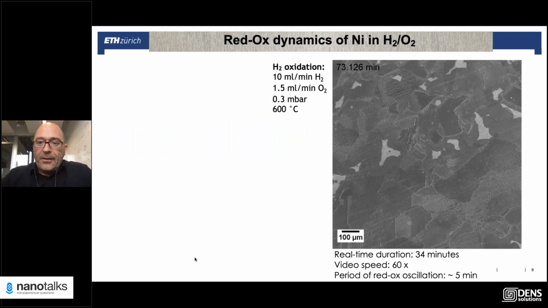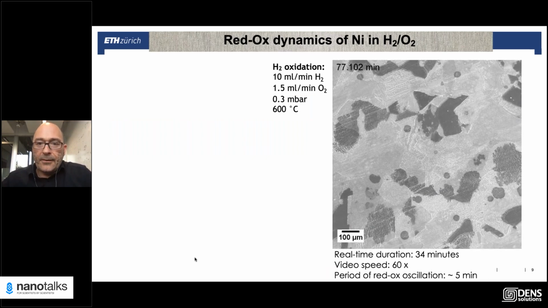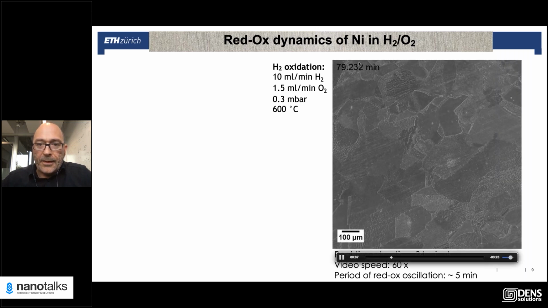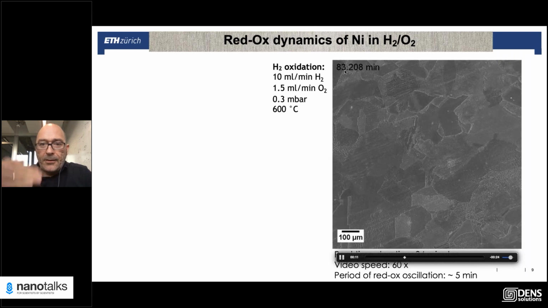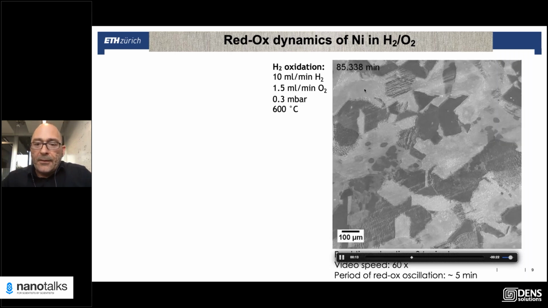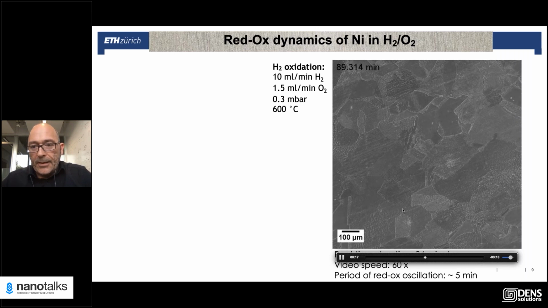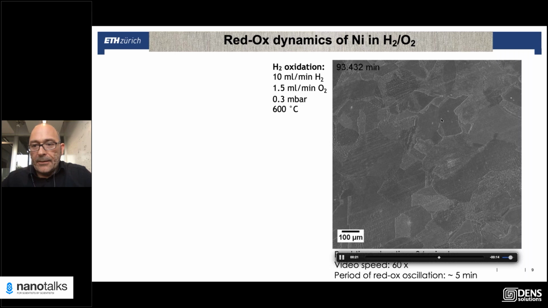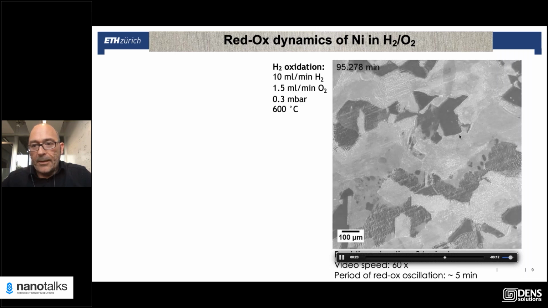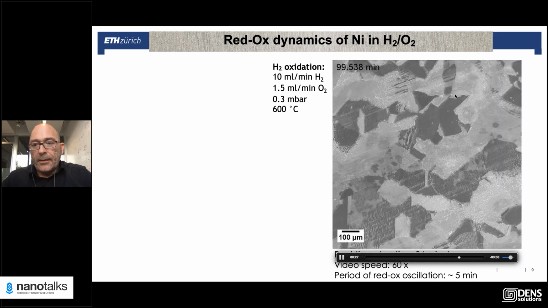What you see here is a movie that was recorded under in situ conditions in the SEM. On the top here, you see the time in minutes, so it's running quite fast. The minutes are running here nearly like seconds. And what you see at the same time is that something is happening. The contrast is getting dark, and after a while it's getting brighter. You see grains with different orientations. Some grains, we have analyzed their orientation. They are densely packed 111 oriented nickel grains.